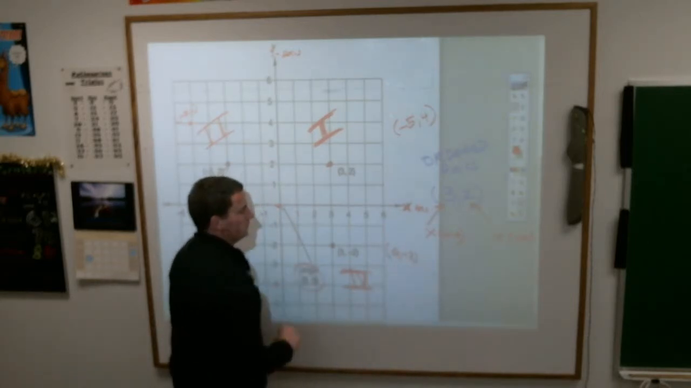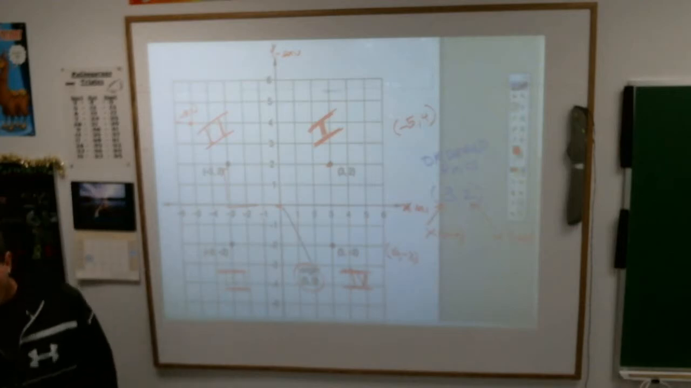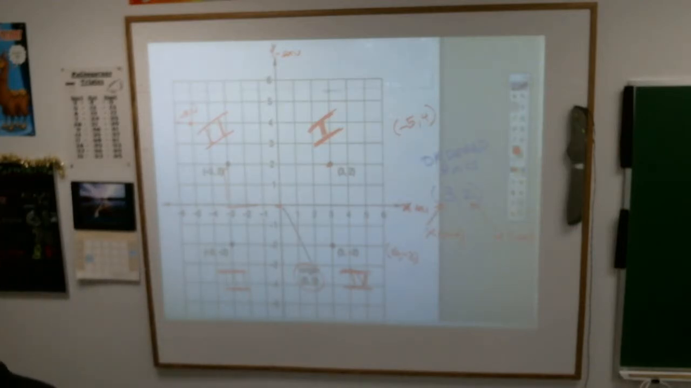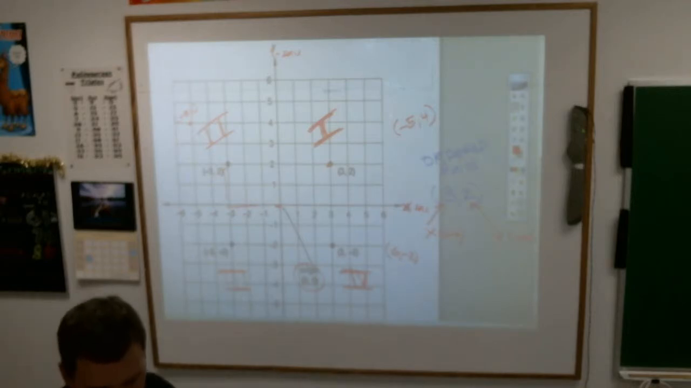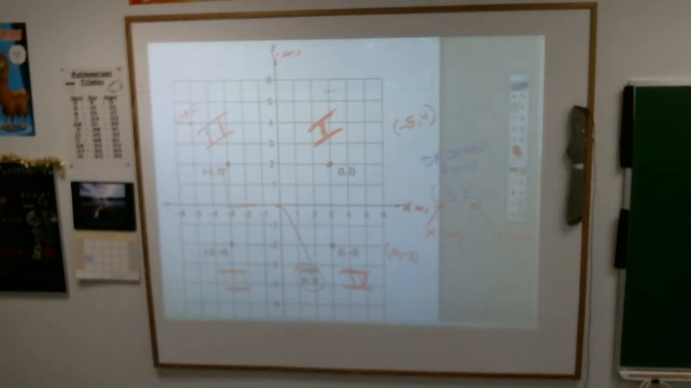How about 6, negative 2? 6 comma negative 2, where would that point be? 6 on the x-axis, negative 2 on the y. Always find the number on this axis first. Horizontal axis first. Vertical axis second.